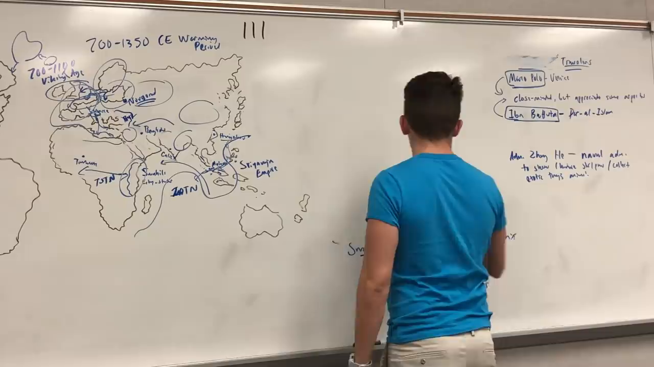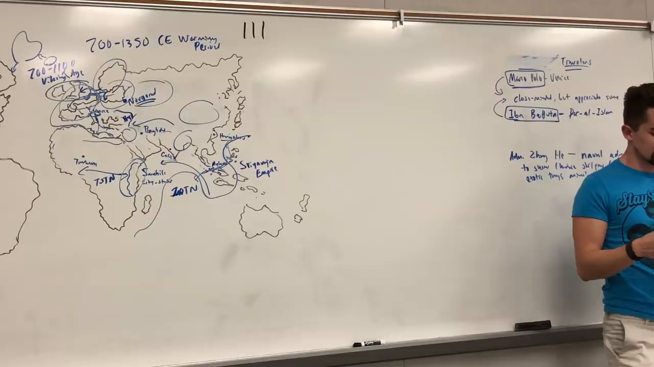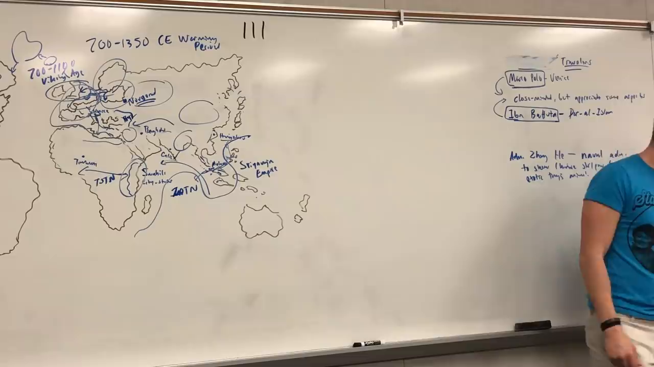Okay. So those are the travelers and the city-states. So we did the city-states, we did Islam, Delhi Sultanate, China. We haven't done feudalism yet, so we'll do feudalism. And that's going to be a bunch of random things. So, feudalism.